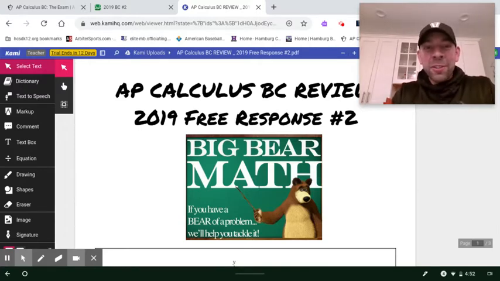Now, the national average on last year's exam for this particular question was a 2.6. That's out of 9 possible points that the students could earn. The national average was a 2.6, so that tells you just how challenging this question is. But again, let's dive in and tackle this bear together.